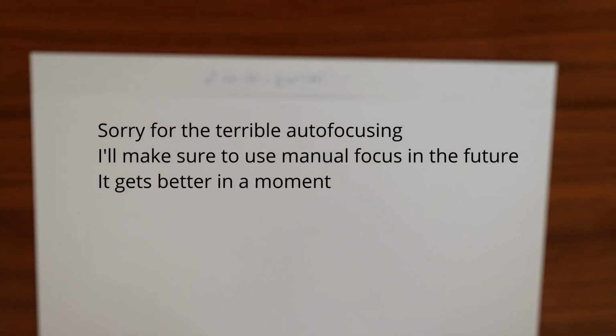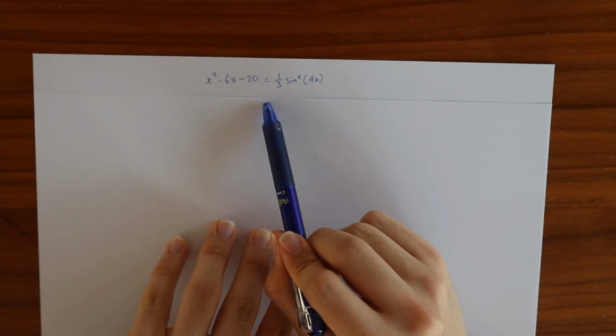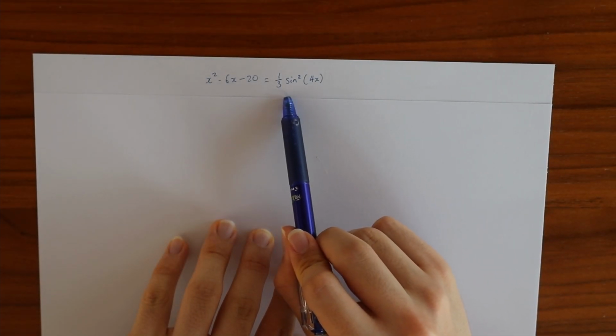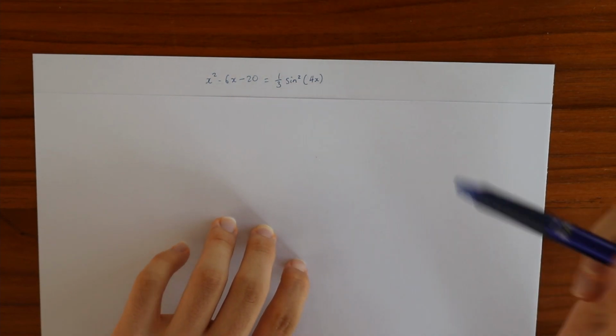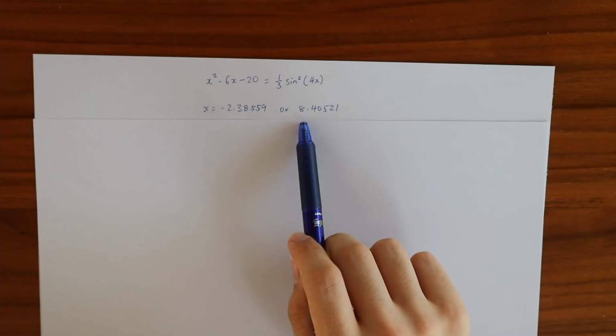So what is this section of the code doing? Well, this section of code is solving an equation with a certain unknown that's very difficult to rearrange and solve traditionally. Something like this. For example, x squared minus 6x minus 20 equals 1/3 sine squared of x, sine being in radians. Now I do know the answer to this equation. It's either negative 2.38 something something or positive 8.40.